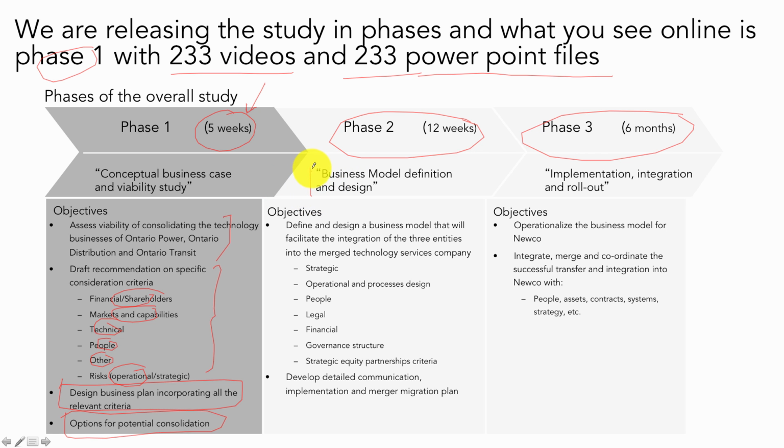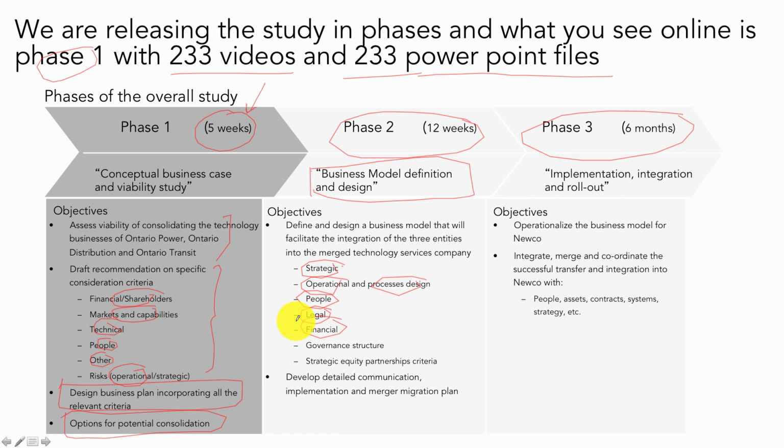In phase 2, we will actually start designing the business model for the new company. How exciting is that? So in phase 1, we're going to say, hey, let's do this. It makes sense. We can create a lot of value. In phase 2, we're going to say, okay, if it creates value, what is Newco going to look like? What is going to be its strategy? How is it going to operate itself? What will be the key processes that are going to run across each part of the business? What will be the organizational structure and how will we populate this division? What will be the legal structure? What is going to be the financial strategy?